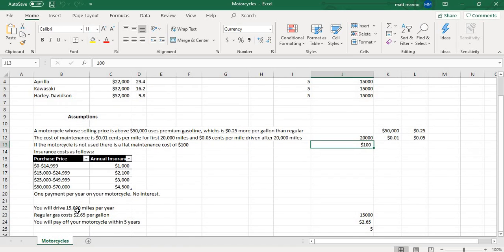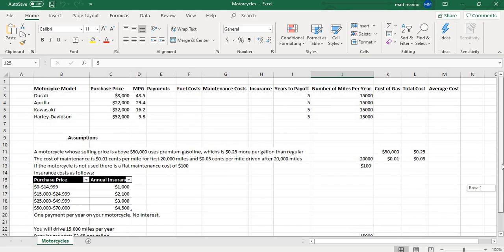Another assumption is that we will drive 15,000 miles per year and that the regular cost of gas is $2.65 per gallon. And we will pay off our motorcycle within 5 years. So within cell J23, we have our 15,000 miles. Within J24, we have our $2.65. And within J25, we have our 5 years.